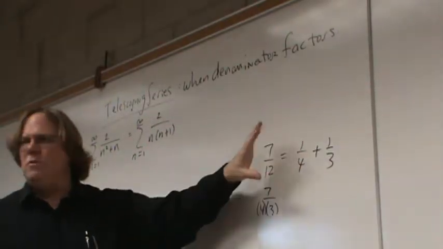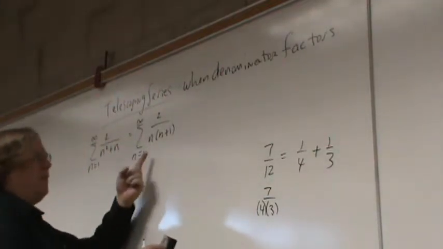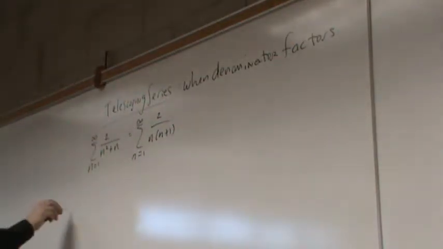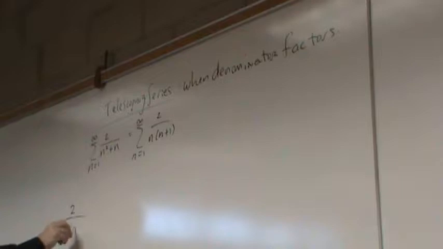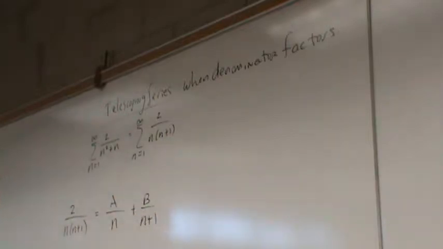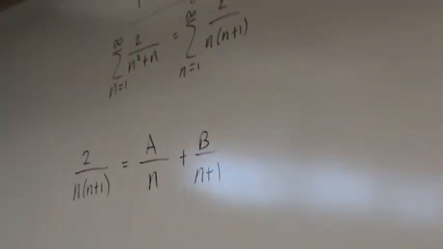Well, we're going to do that sort of thing to this guy. But you only get to do it if the denominator factors. So here's what we're going to do. We're going to take 2 over n times n plus 1 and turn it into a sum of 2 little fractions, a over n plus b over n plus 1. Okay, so now our task is to find a and b. So let's go ahead and do it.